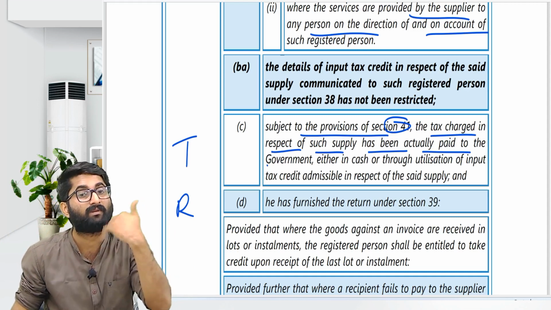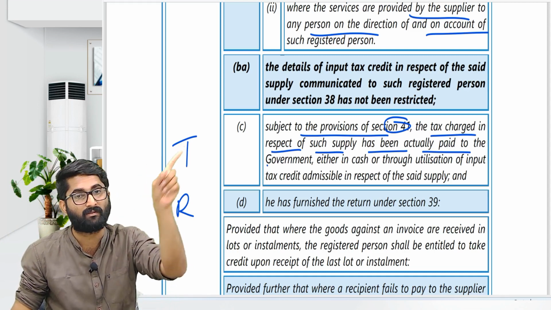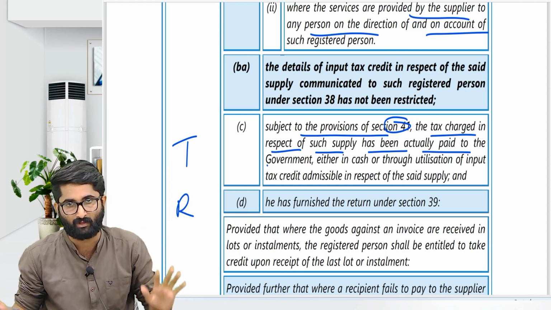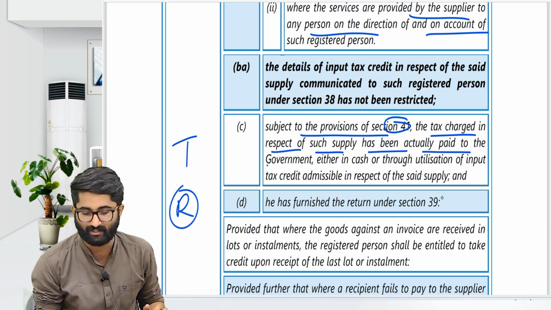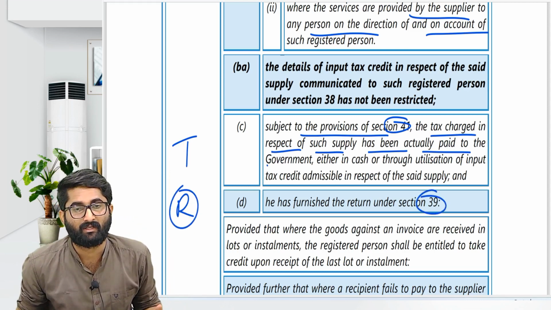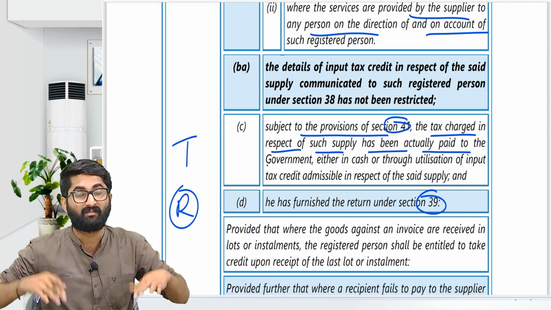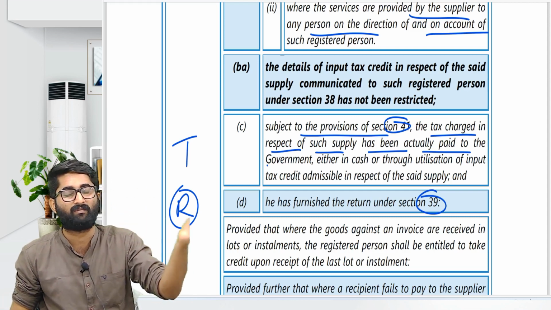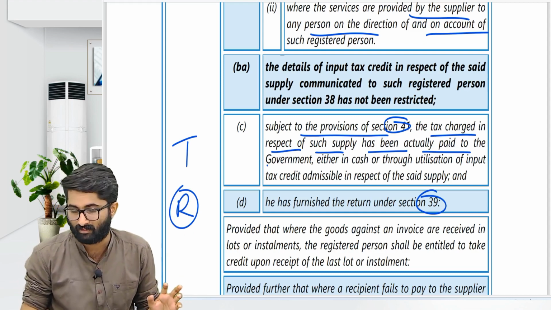One more T is whatever I have paid, you have to pay to the government. If you don't pay to the government, then I will not get ITC. Next one, last R is about 3B. Section number 39, I have to file my 3B to avail ITC. Otherwise, government will not come to my home and they will not give me the ITC.